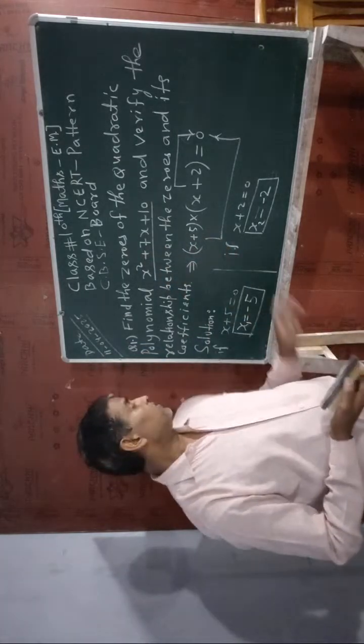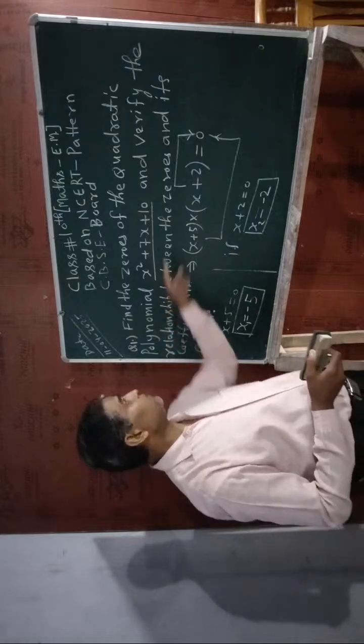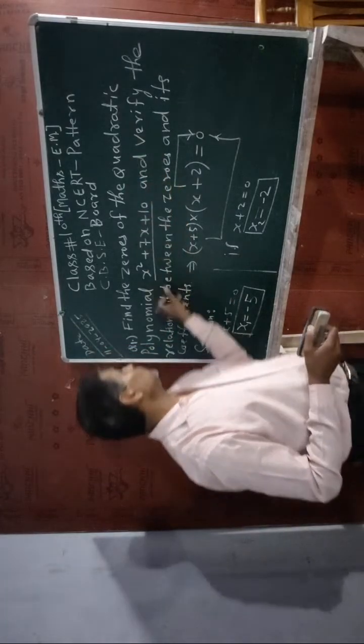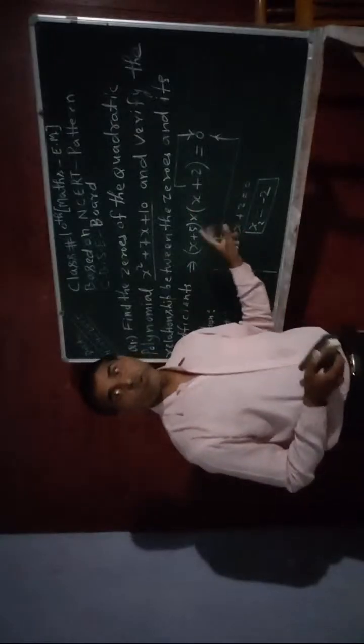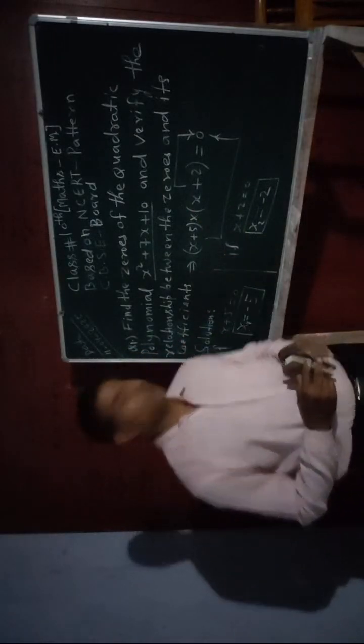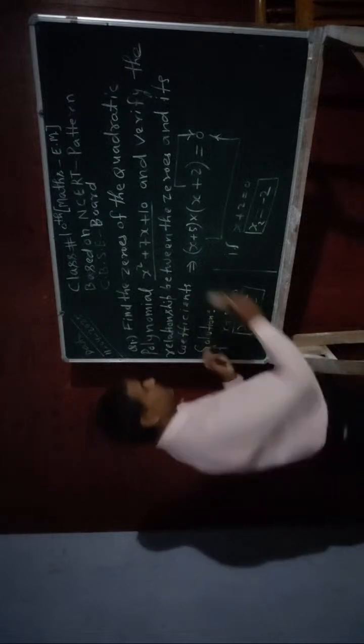Now, so here given, a quadratic equation is available, so we have got its zero values. So I am going to write its zero values.